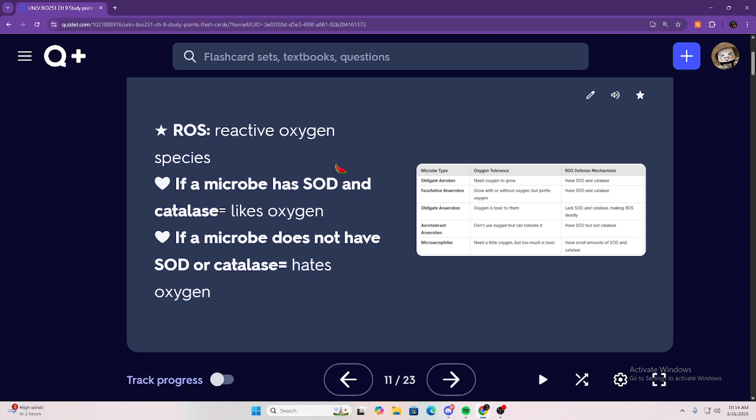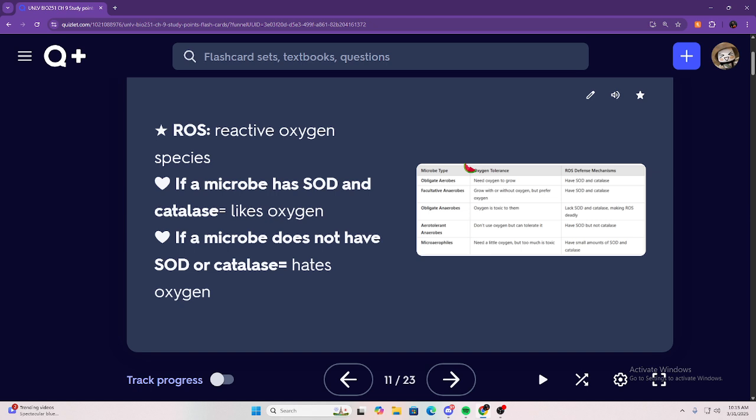So what microbe types like oxygen? We know that obligate aerobes like oxygen, so they will have both SOD and catalase. Facultative anaerobes can grow without the presence of oxygen, but they prefer oxygen, so they also have SOD and catalase. Obligate anaerobes don't like oxygen, right? So they won't have SOD and they won't have catalase. Aerotolerant, remember, we say that it can tolerate the presence or the lack of oxygen. So it'll have SOD but not catalase.